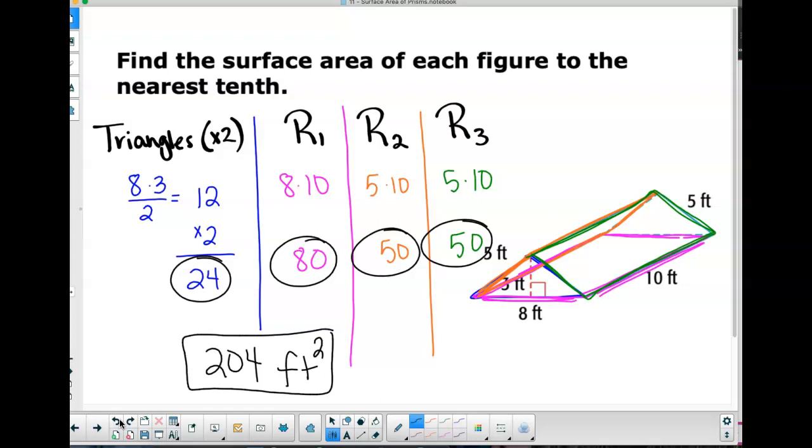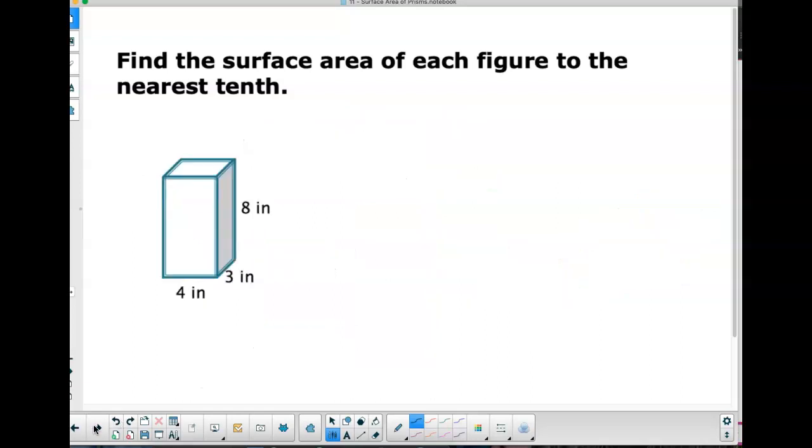Now, do I expect you to always do different colors? No. But for some of you, that might help you see what you're looking at. So on our notes, we're going to do the different colors. On your homework, that's up to you. If it helps you, do it that way. Alright, go to the next problem.